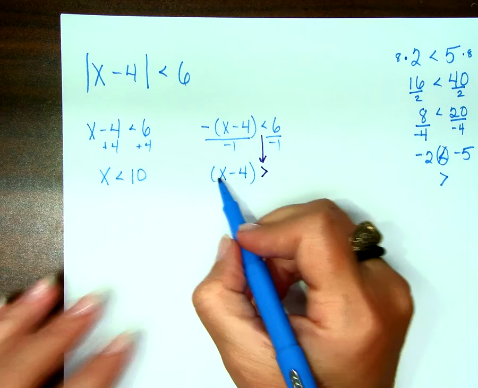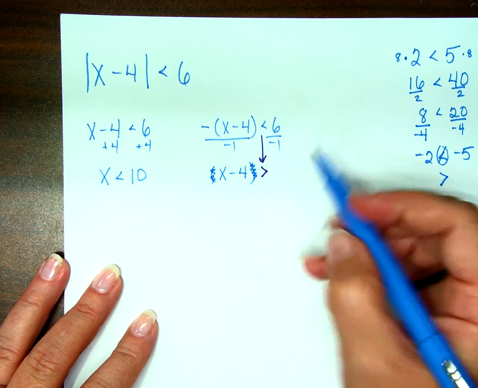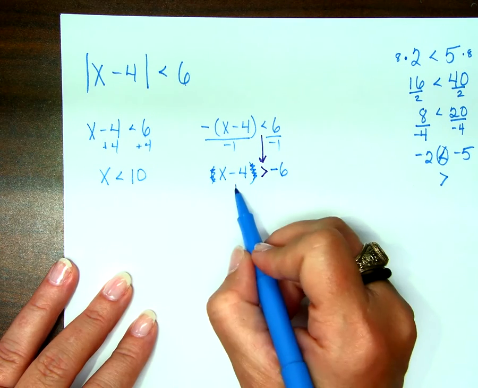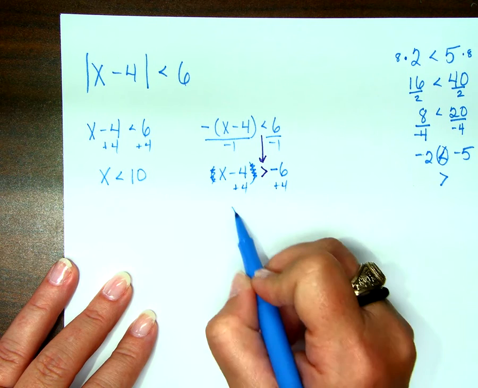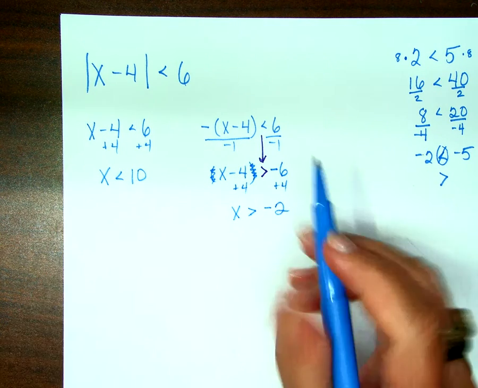I don't know why I wrote parentheses. Sorry about that. They don't need to be there. 6 divided by negative 1 is negative 6, correct? And now to solve it, I just add 4. X is greater than negative 2.